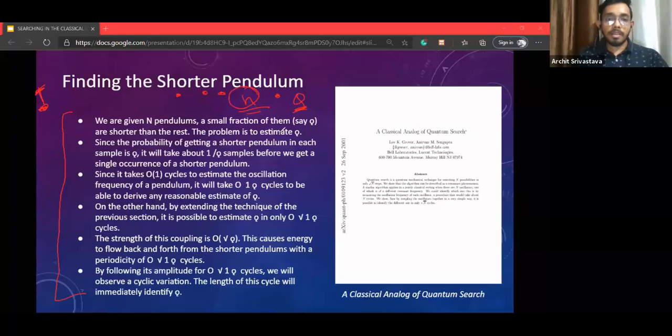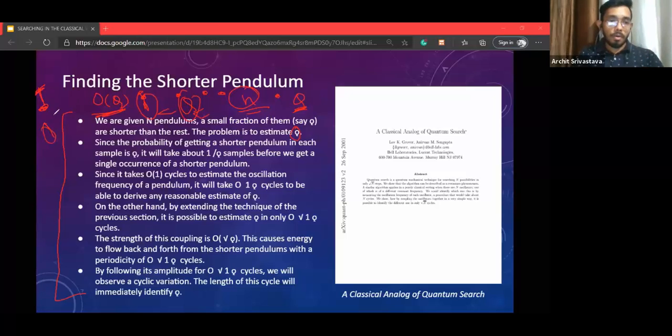So the problem estimates this in O of q time complexity, and this was a classical way of finding it. Now the probability of encountering any one of the shorter pendulums will be q. So it will take O of 1 by q samples before we get a single occurrence of a shorter pendulum.